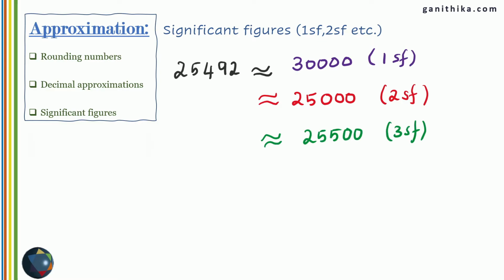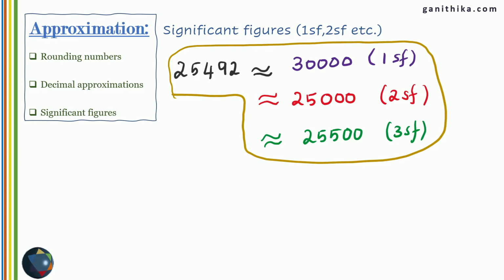25,500, because the 9 makes the 4 to 5. So 25,500 will be the answer for 3 significant figures. And this 3 significant figures is very important for DP maths classes. Make a note of this. Learn this properly now. Let me give you one more example with decimals.